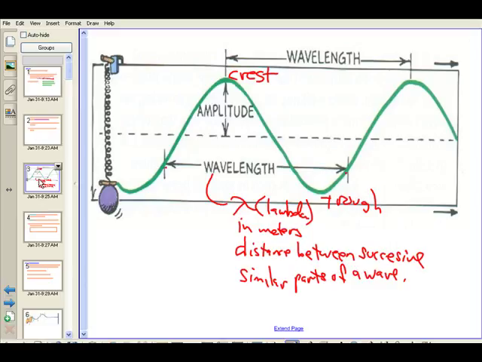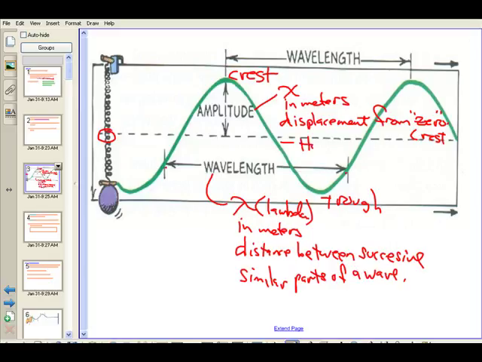All right, we also have the amplitude. Sometimes we use a symbol of x, and this is also in meters. And this is the displacement from 0. Another word for that would be rest. And this has to do with how much energy. How much energy is on that? Okay, so if 0 is in the middle, how far?